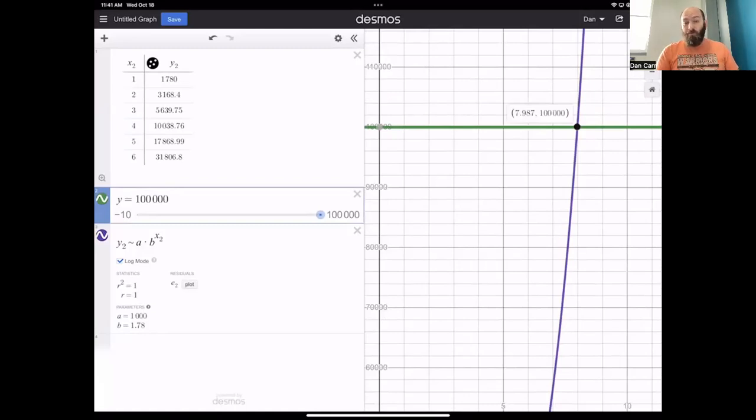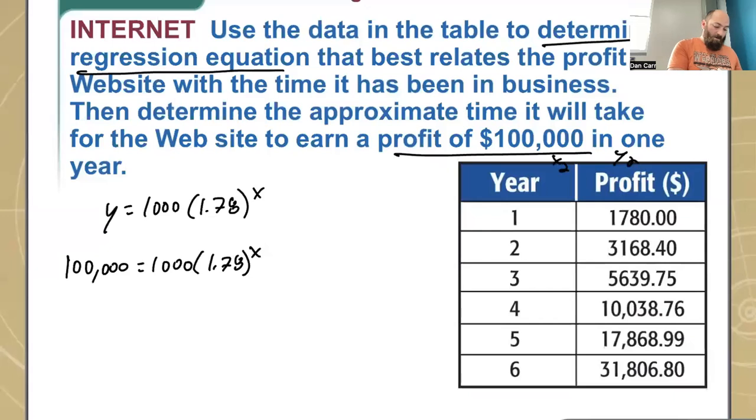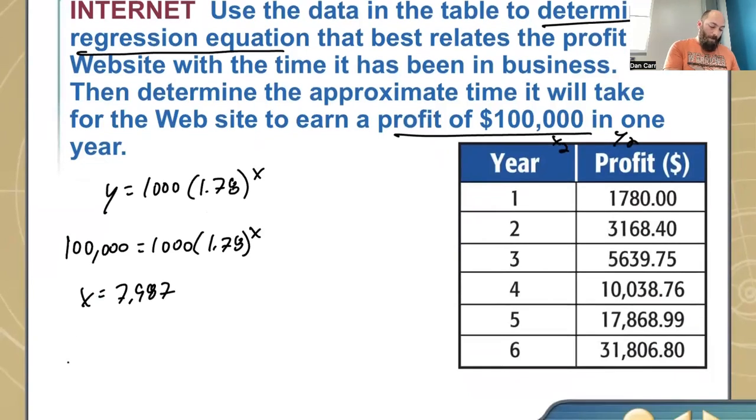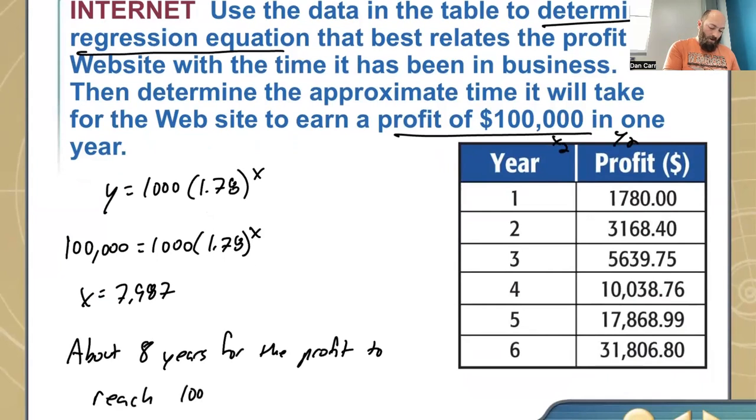This is just one option. You can also go to the table and figure out when this new equation crosses over, especially if you're using a TI-84. But I like doing the intersection point. So it happens at 7.987 years. So X equals 7.987 here. To answer the question of how long it will take: it'll take about 8 years for the profit to reach $100,000. There's my full answer within context.